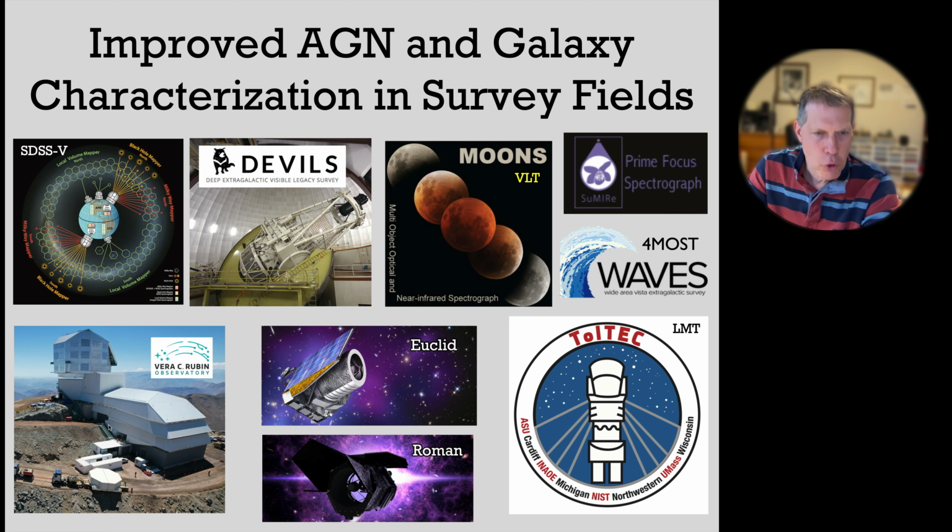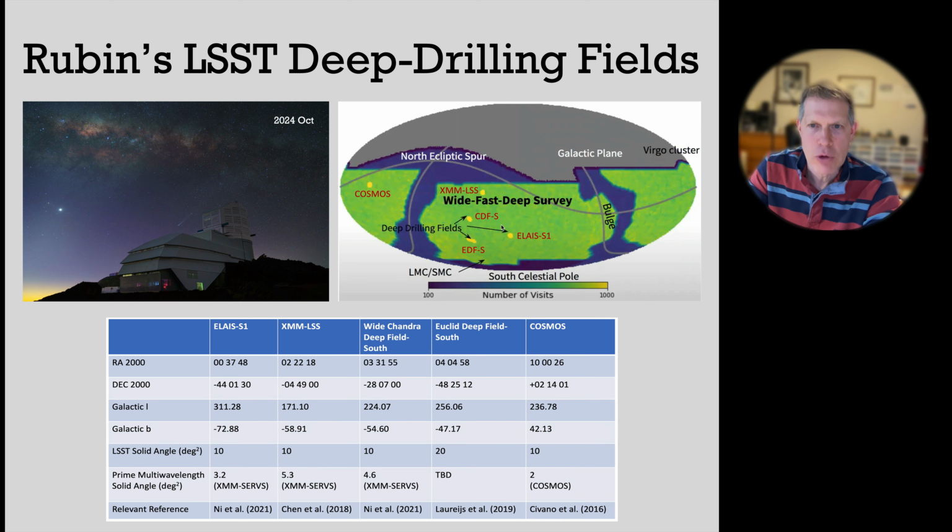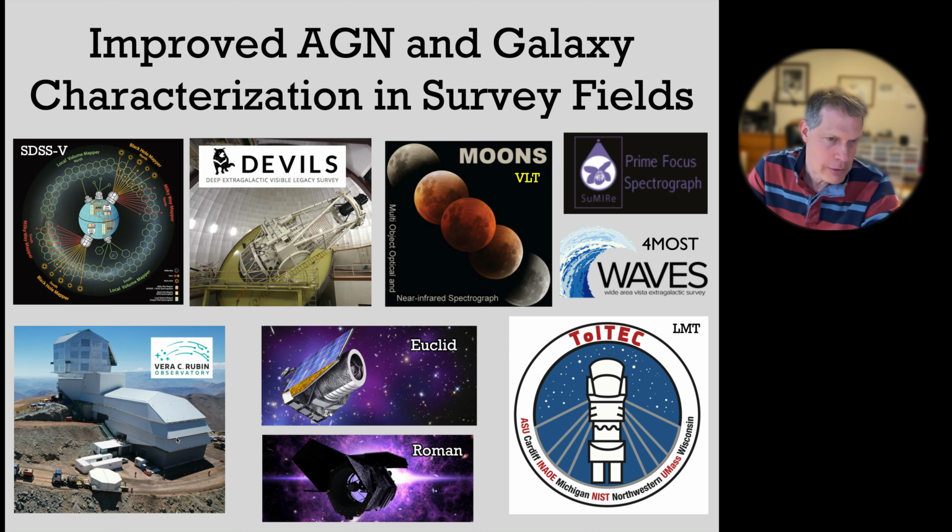Also, as I've mentioned, the Rubin Observatory will extensively target these fields as its deep drilling fields. So we're very excited about the Rubin data and using that to study the variability of these systems, using it to just get better measurements of galaxy properties. We're also excited, of course, about the Euclid data, ultimately Roman data, data from TolTEC on the LMT, and so on. So there are tremendous amounts of data coming in these well-studied survey fields.